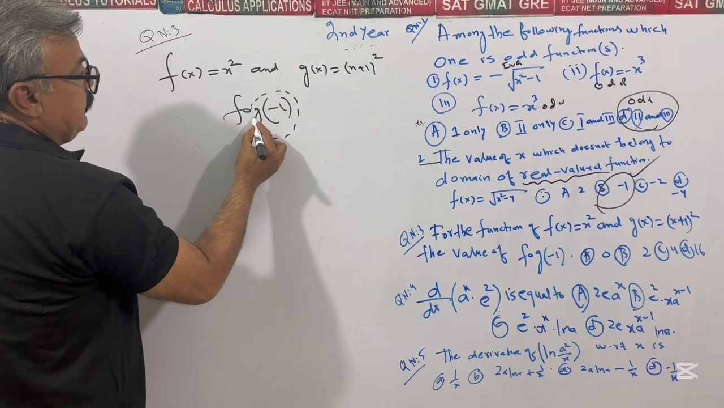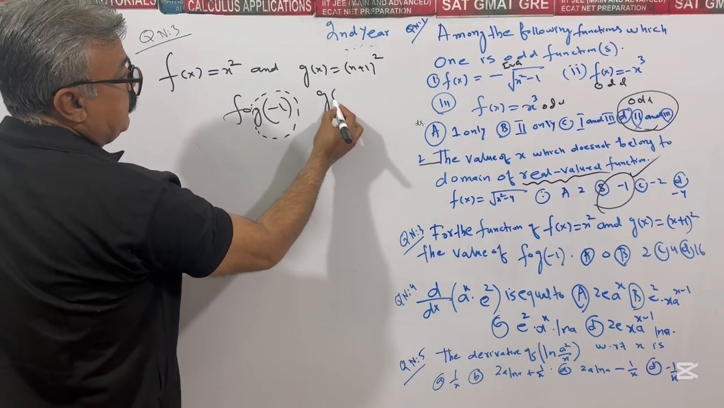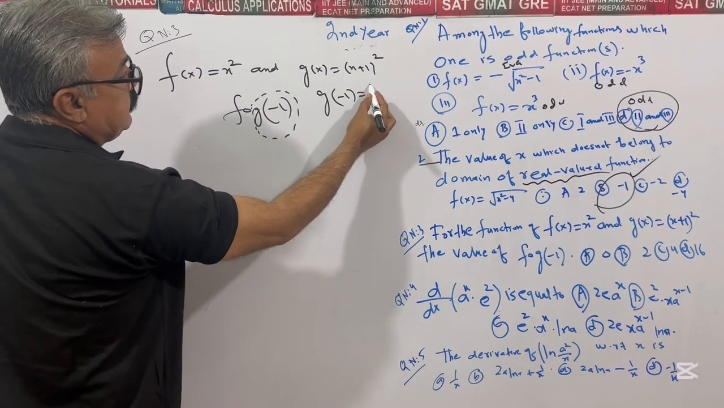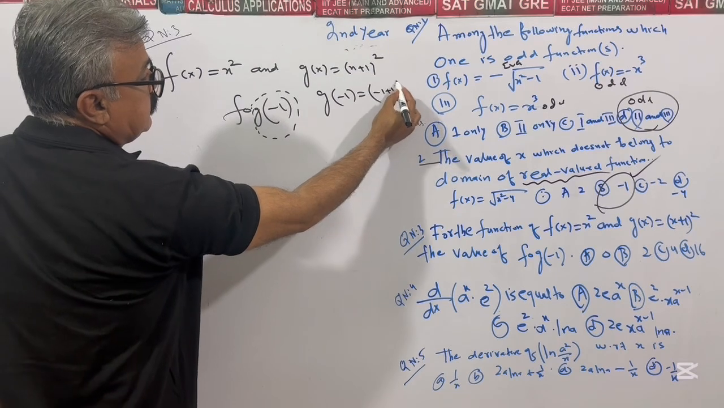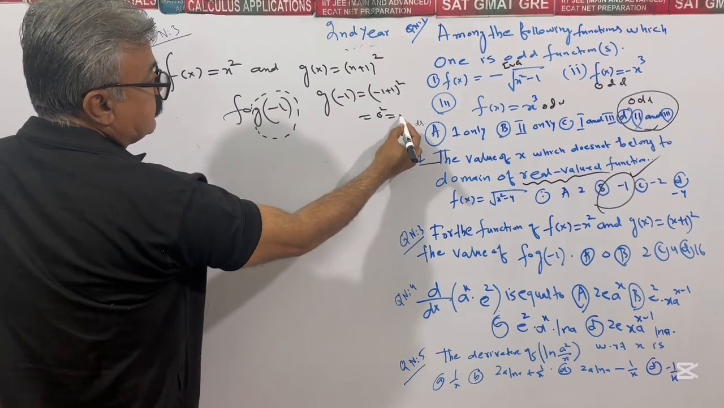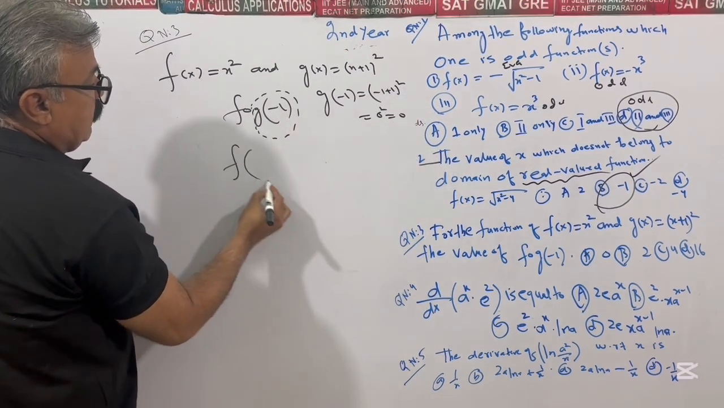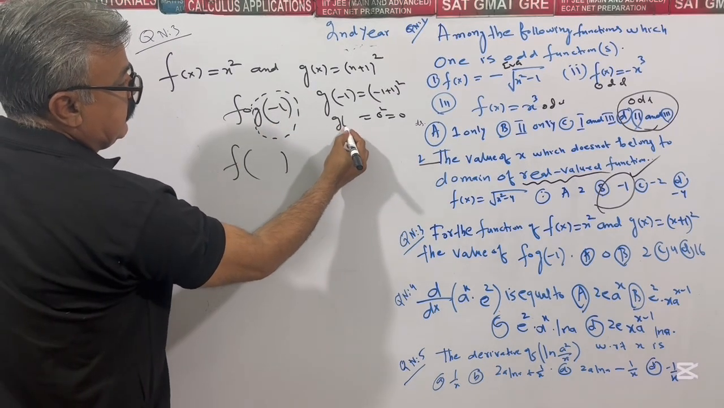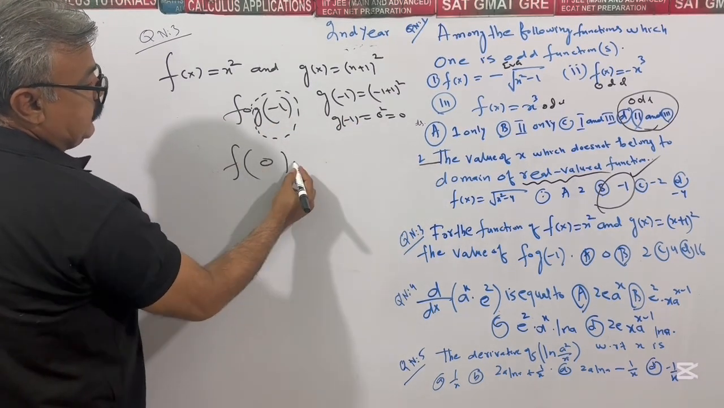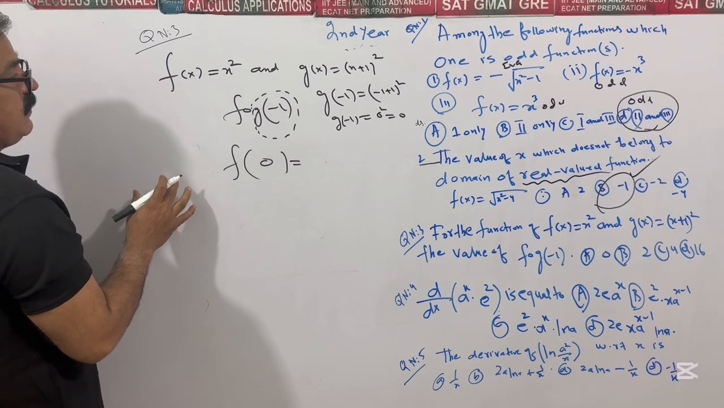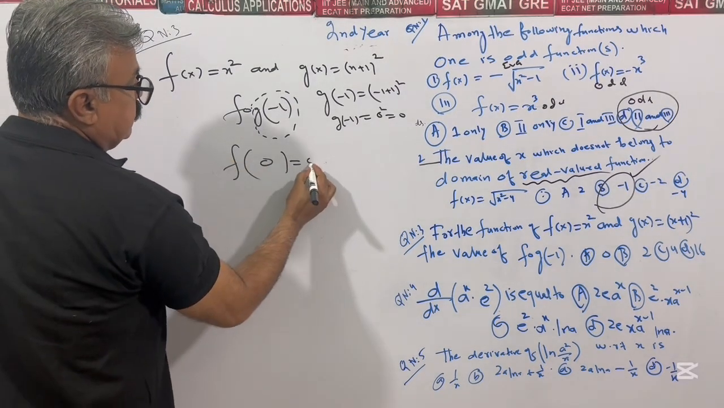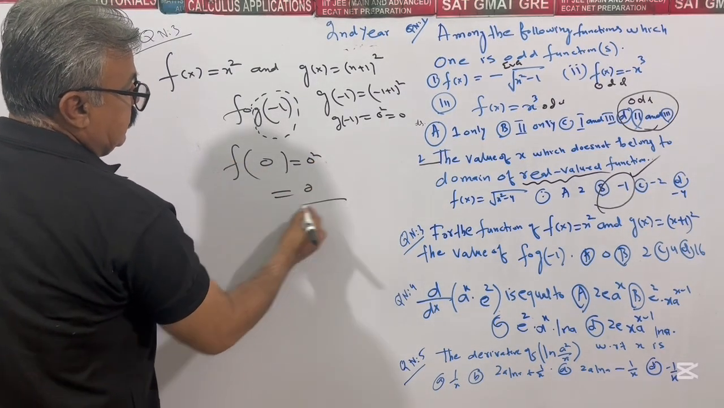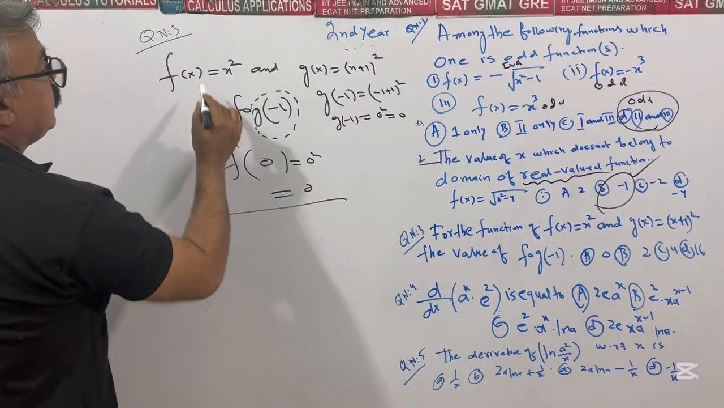First find g of minus 1. Put minus 1 instead of x in g: minus 1 plus 1 whole square, 0 square, 0. So g of minus 1 is equal to 0. It means in the function f of x, put x is equal to 0. 0 square. So 0 is the answer. This is known as composition of functions.